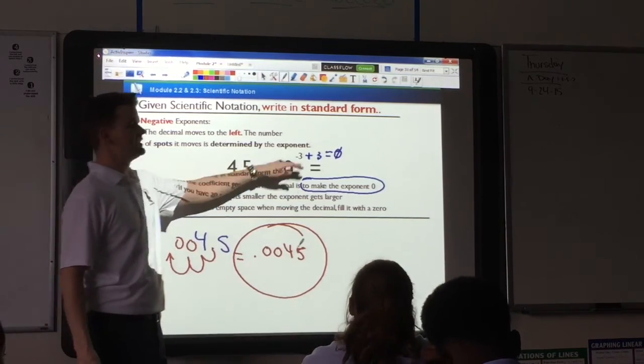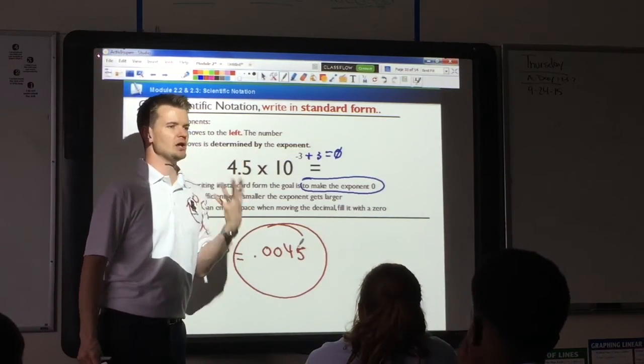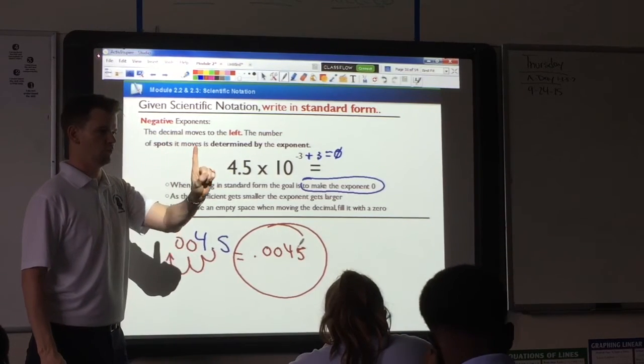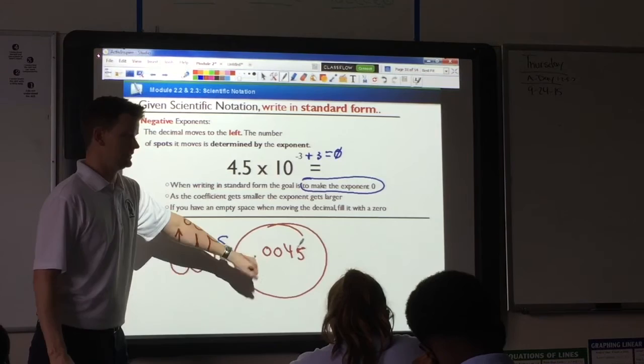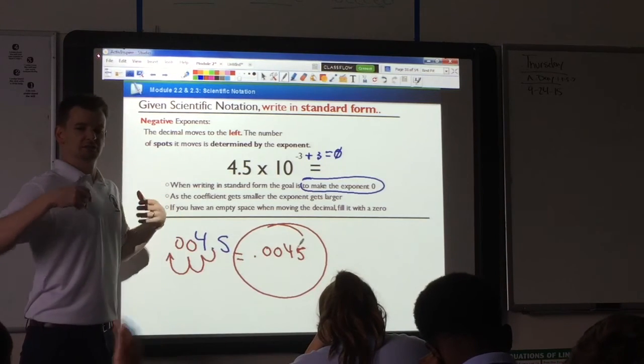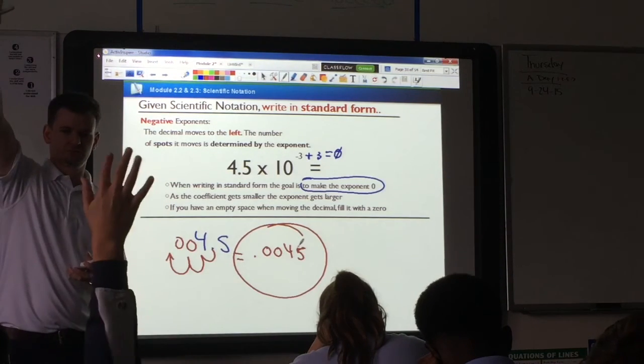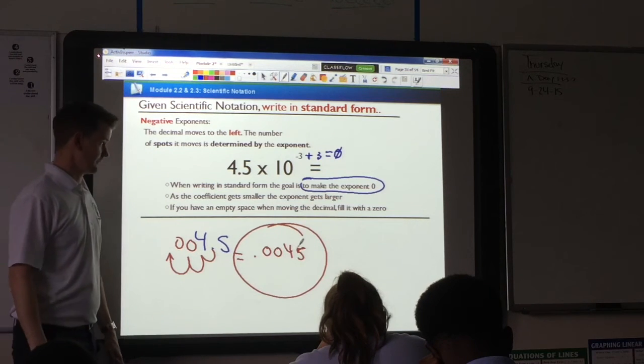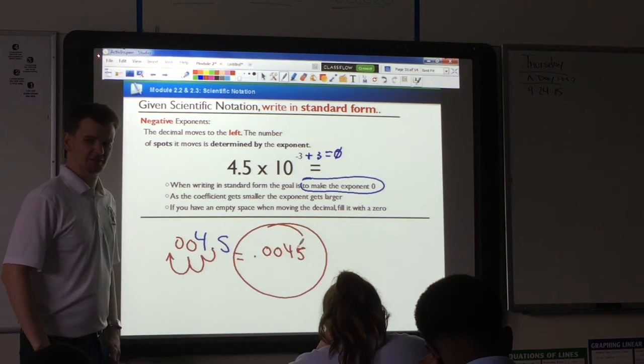Notice that if you have a negative exponent, when you write your number in standard form, it's going to be less than 1. Is this number less than 1? Yes. It's going to be less than 1. Isn't this supposed to be 3 zeros, to go 1, 2, 3?